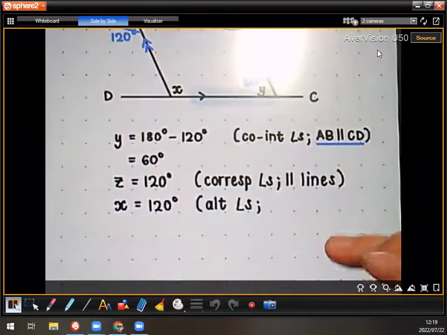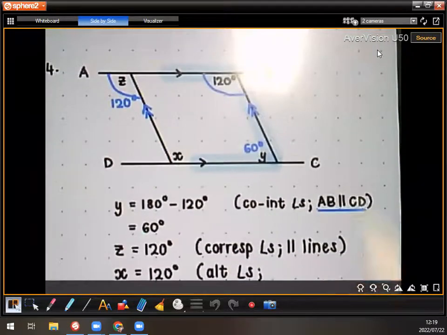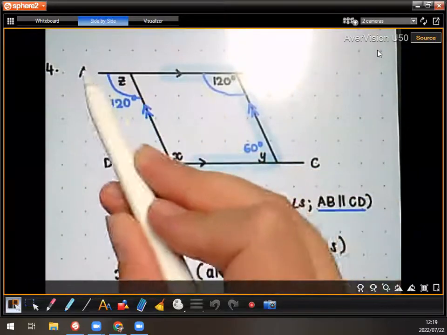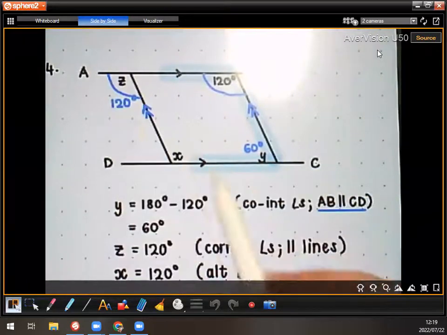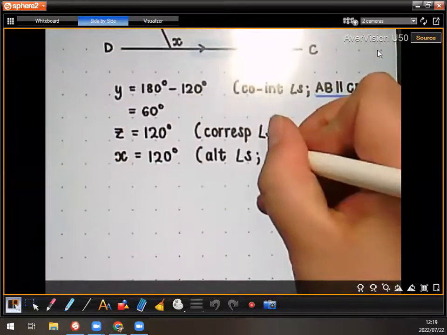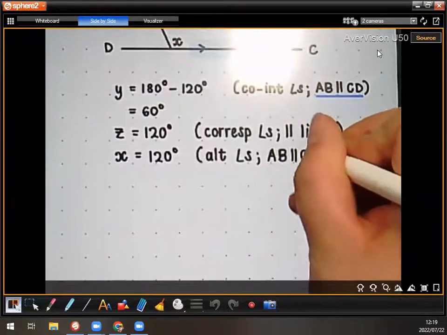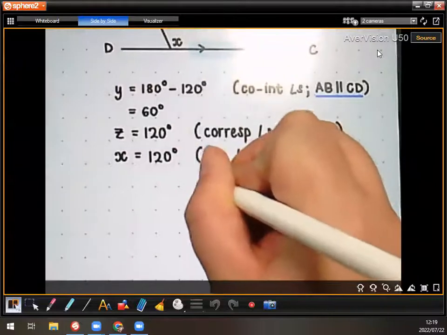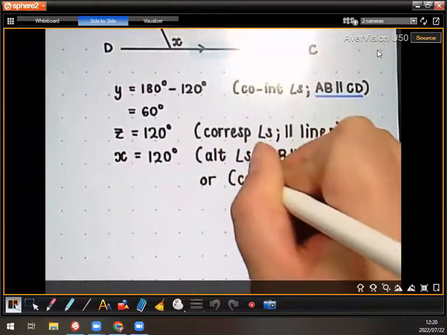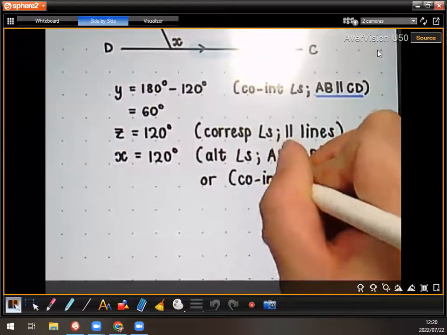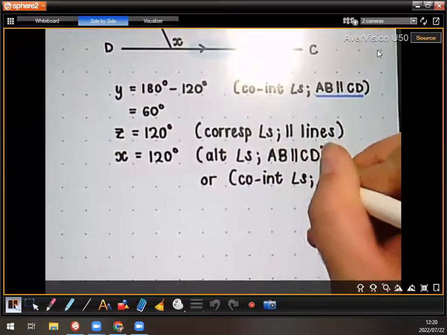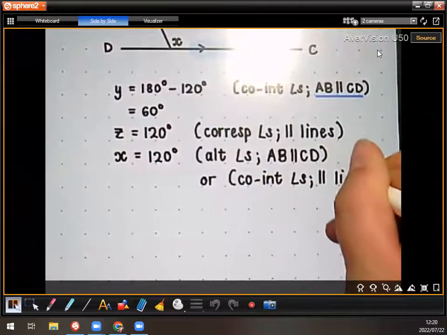If you say alt angle, you need to mention the lines here, right? The lines that are forming the Z, the A, B, and C, D. Or if you said co-interior angles, you would have to say the other lines. Parallel.